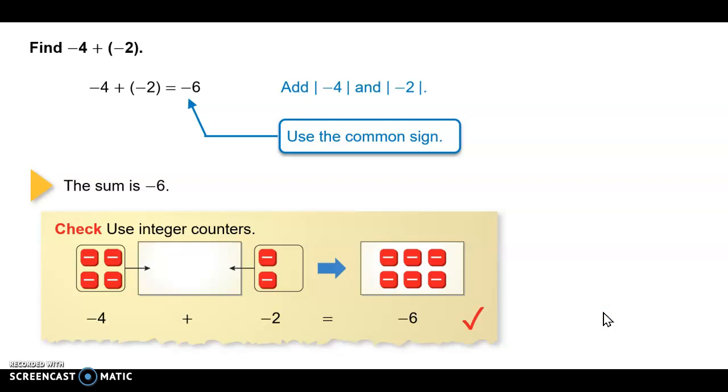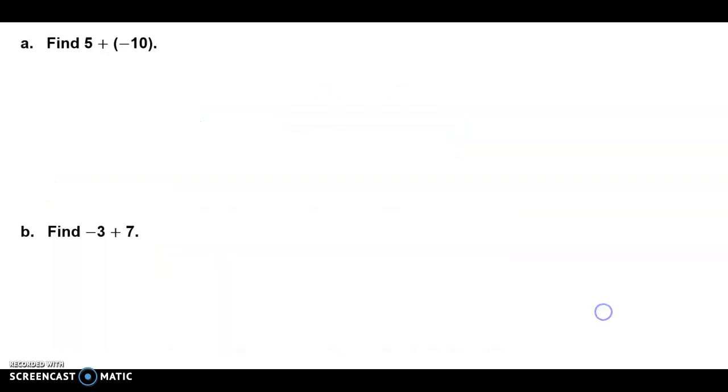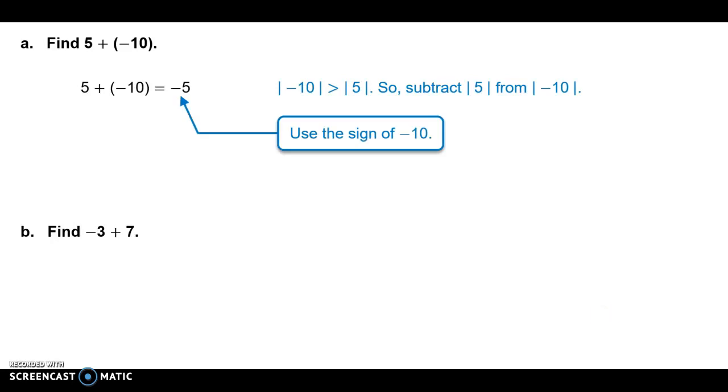So a bunch of ways to do it. You choose which way you want to do it. As long as you keep getting the correct answers, you're fine. So 5 plus negative 10, different signs, so you're going to subtract. You get 5, and there's more negatives, so it's a negative 5.